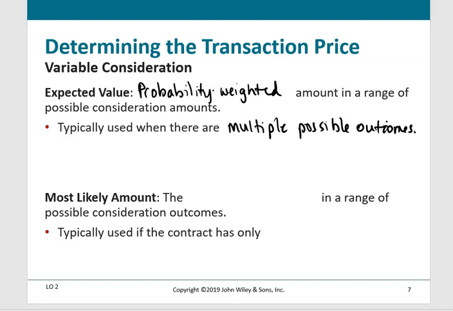We can estimate the transaction price using the expected value method or using the most likely amount. The most likely amount is the single most likely amount in a range of possible consideration outcomes. And this is typically used if the contract only has 2 possible outcomes. Either the customer is going to take advantage of the discount, or they are not going to take advantage of the discount. In that situation, what the company might do is just use that most likely amount.